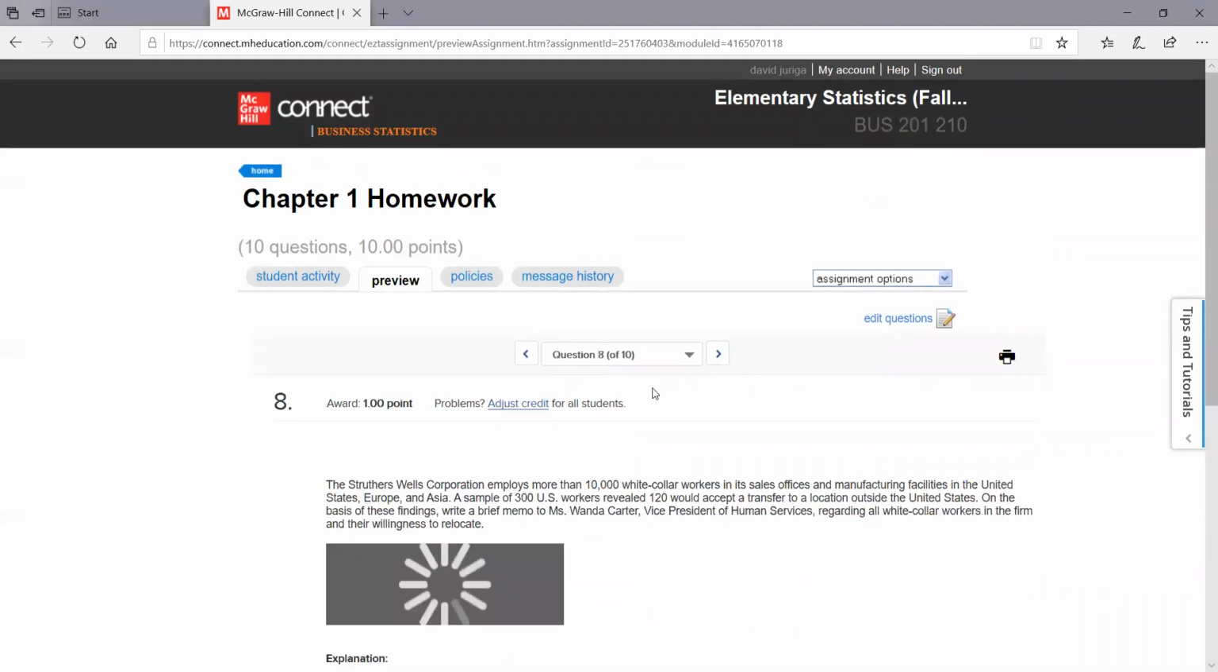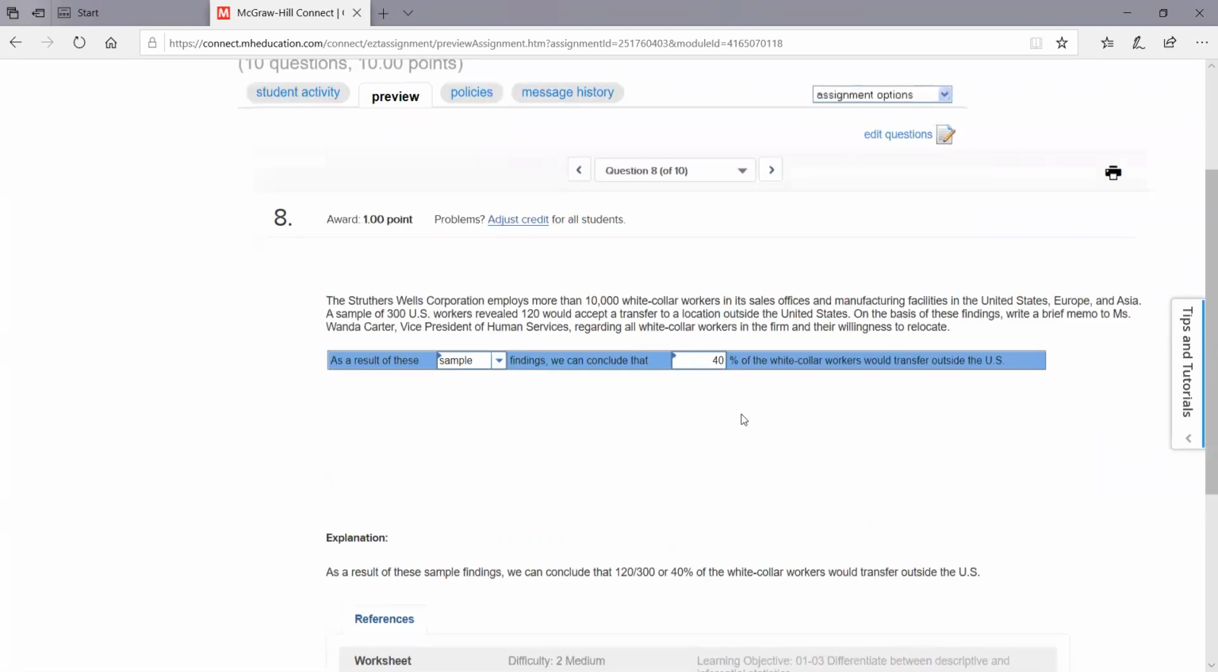Let's check out number 8. And on this one, they want you to do a calculation. So let's read this. It says the Struthers Corporation employs more than 10,000 workers. And it says a sample, notice. It says they take a sample of 300 U.S. workers and 120 would accept the transfer.